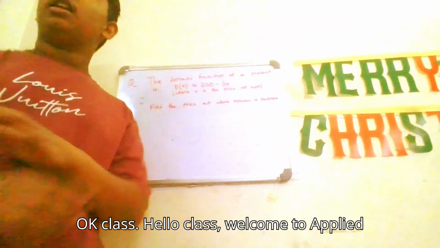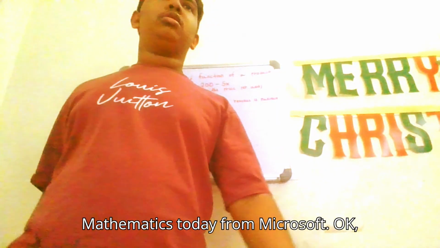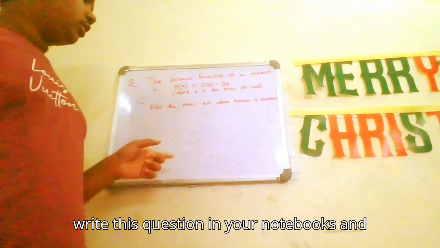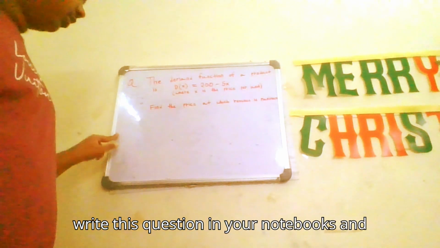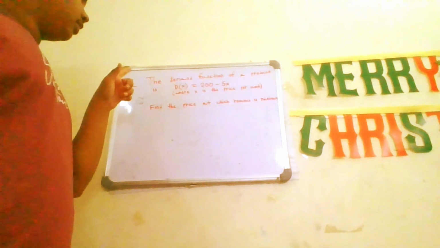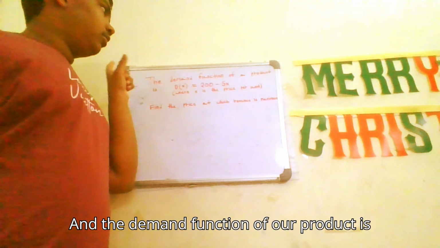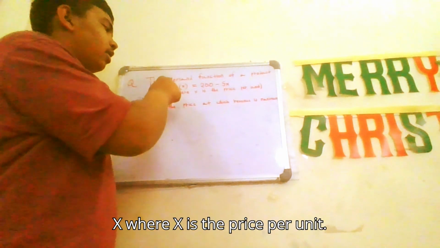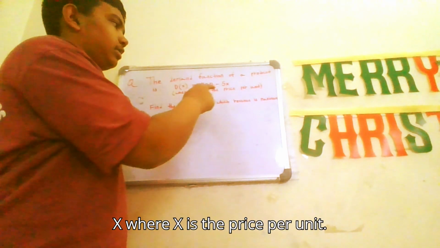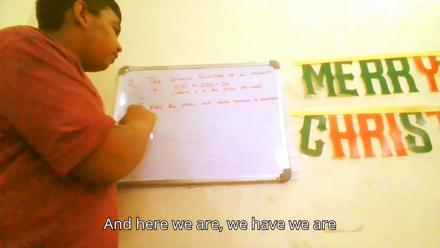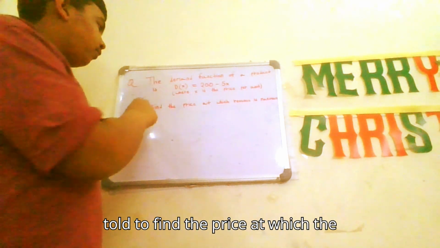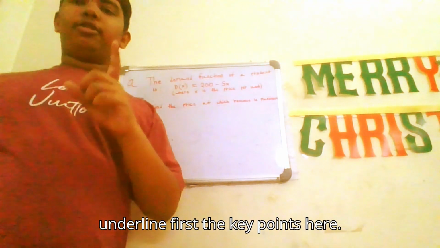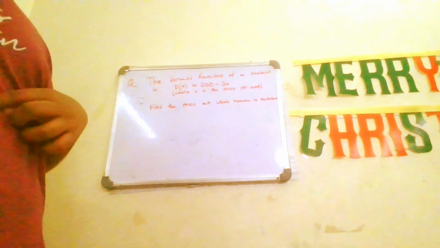Okay, class. Hello, class. Welcome to applied mathematics. Today we're gonna solve... First of all, everyone write this question in your notebooks and try to solve this. The demand function of a product is D(x) = 200 - 5x, where x is the price per unit. And we are told to find the price at which the revenue is maximum. So let's underline first the key points here.